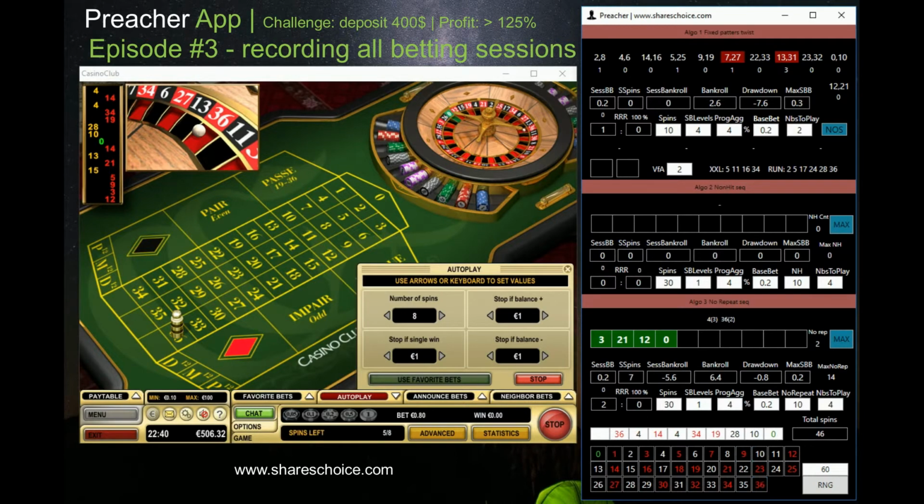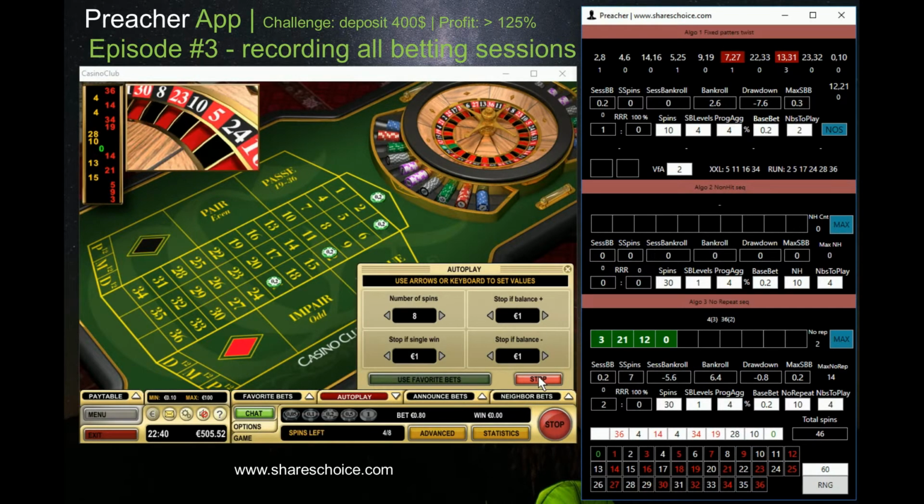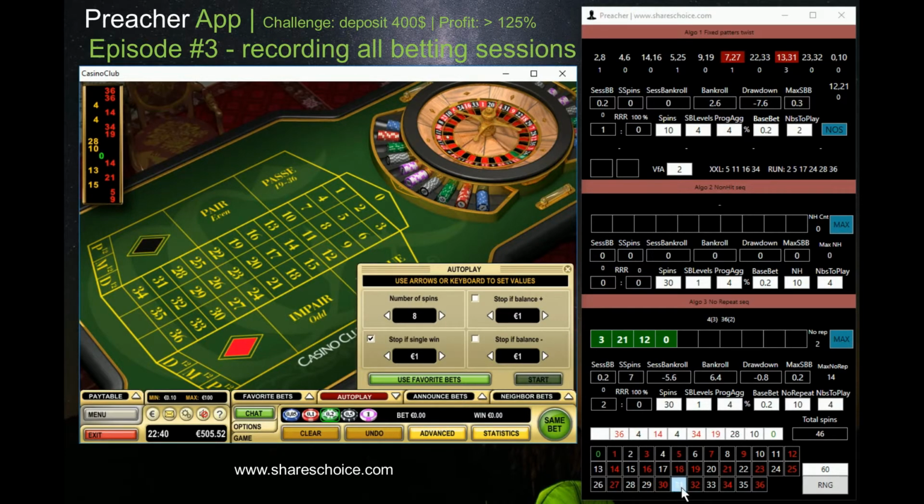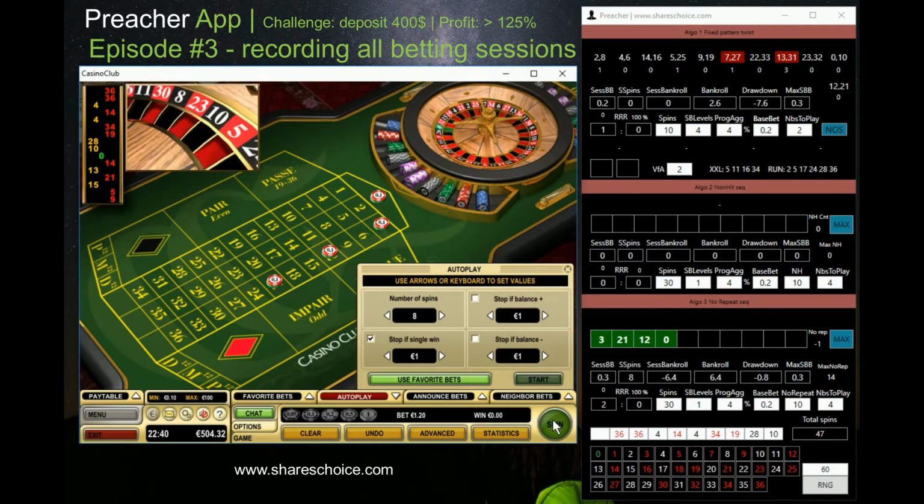So we are waiting for our chance to hit one of our numbers. Now we can see that there was a long session, no repeat, and now suddenly number 4 and 36 repeating quite often, so I have to increase my base bet and continue.